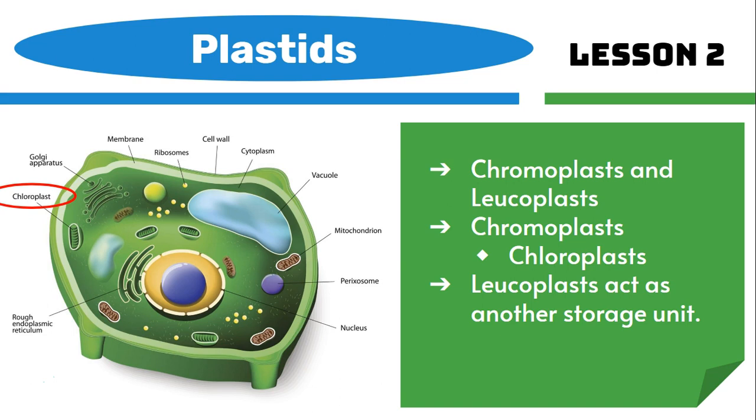Basically, they act as another storage unit for starch and protein. And leuco means white, so they're colorless compared to chromoplasts, which have a very vivid color. Within chromoplasts, the main type is chloroplasts, and they play an important role in photosynthesis for the plant, which is very important. It's the source of food and energy. And the leucoplasts, as I mentioned, act as another storage unit for starch and protein.